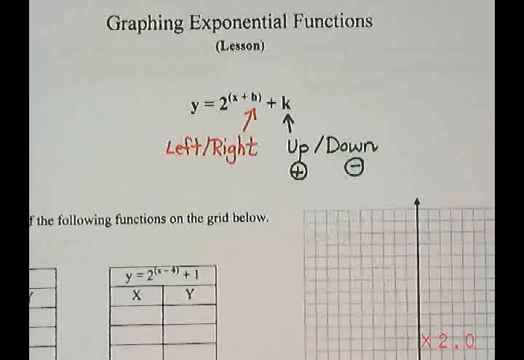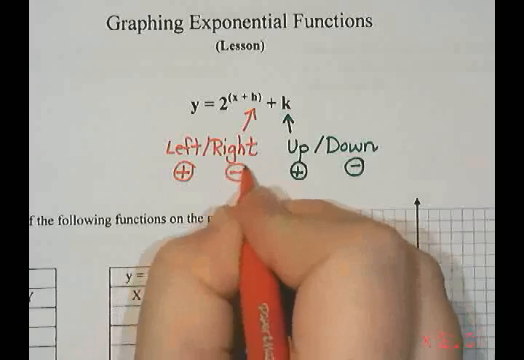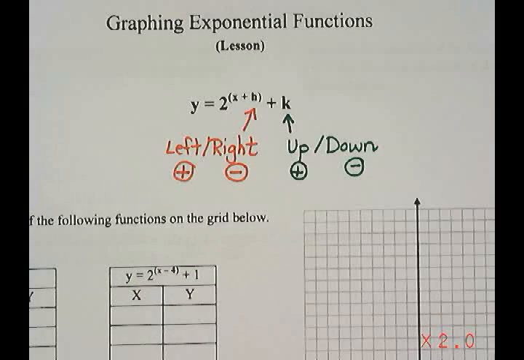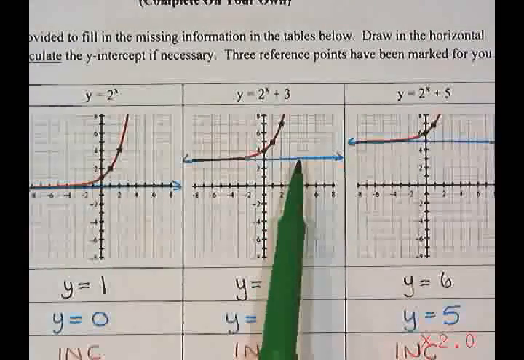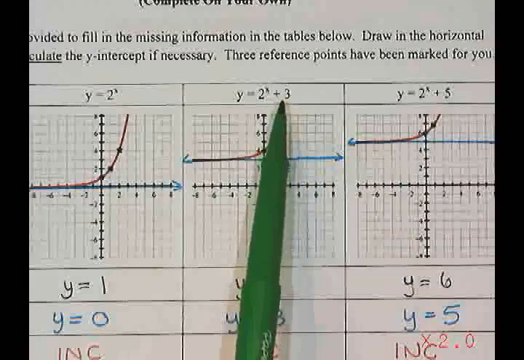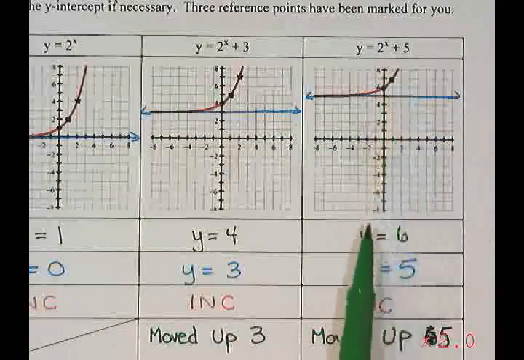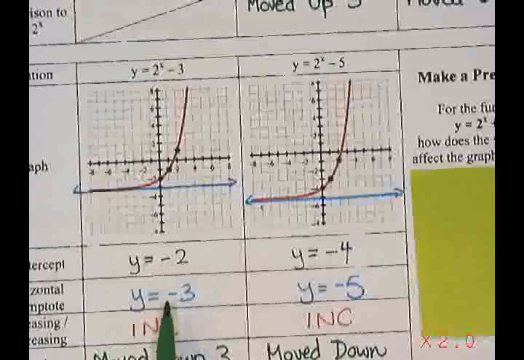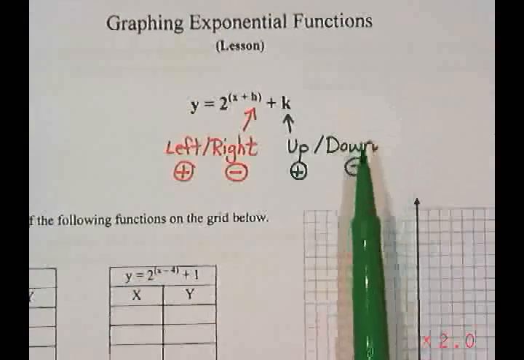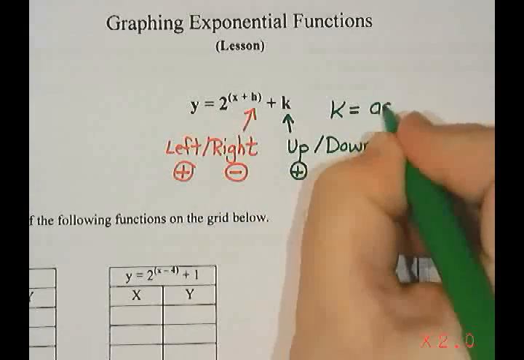And we discovered when we looked at our investigation that a positive moved it to the left, and a negative moved it to the right. Now, when I do look at my examples, I noticed for k there was one more thing that it did. It moved it up and down, it moved the curve, it also moved the asymptote. And I noticed that if I look here and it says +3, my asymptote was at +3. And here when I had plus 5, the asymptote was at plus 5. And here when I had minus 3, the asymptote was at minus 3. So aside from just moving it up and down, k is also the asymptote.